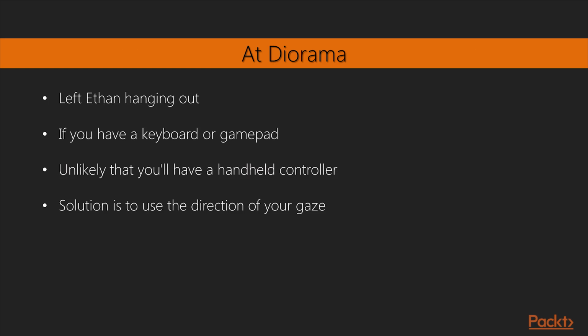You can make him run around the scene if you have a keyboard or gamepad, but in today's VR, having that is not guaranteed. In fact, if you're viewing the scene with a Google Cardboard, it's pretty unlikely that you'll have a handheld controller. Perhaps there is another way to make him move around. One technique is to use the direction of your gaze while wearing your VR headset.